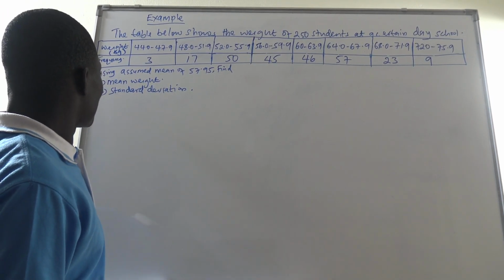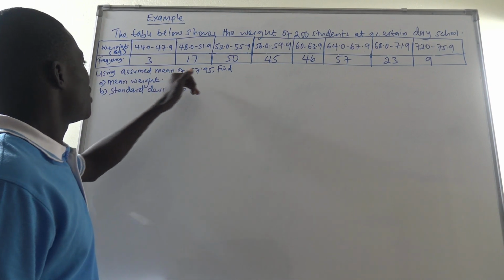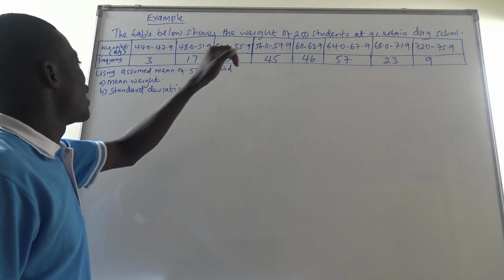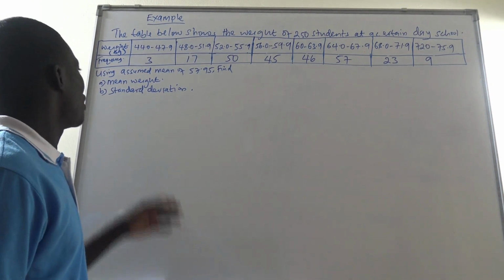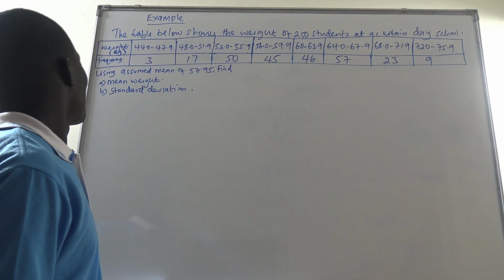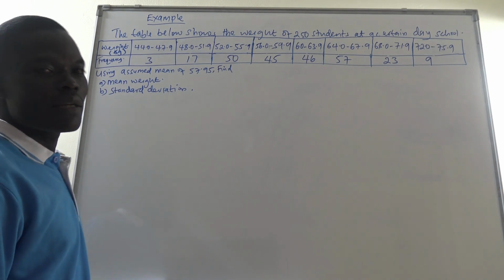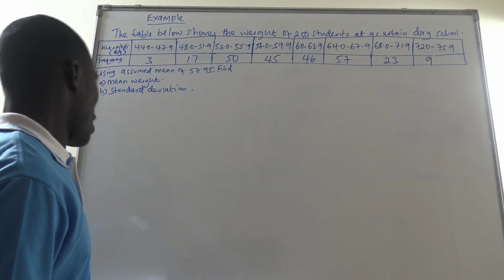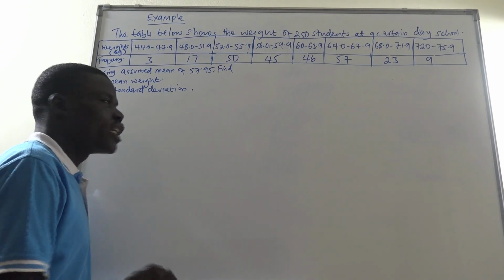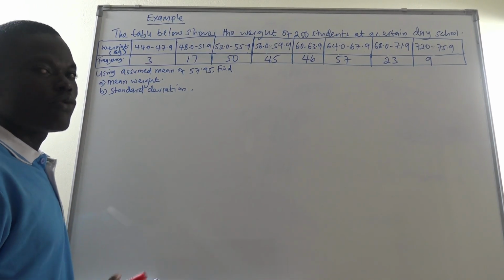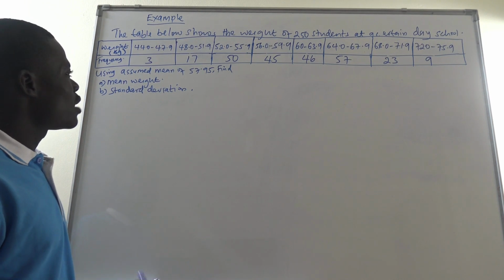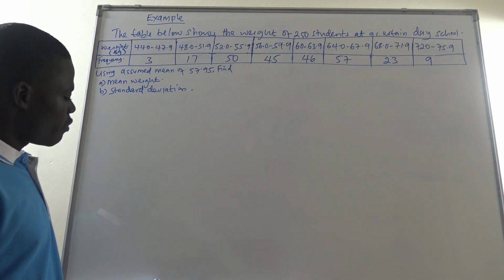So what we are going to do: they are saying that using an assumed mean of 57.95, find part A, the mean weight, and part B, the standard deviation. But we know that before starting anything concerning this type of data, we need to create what we call a cumulative frequency table.